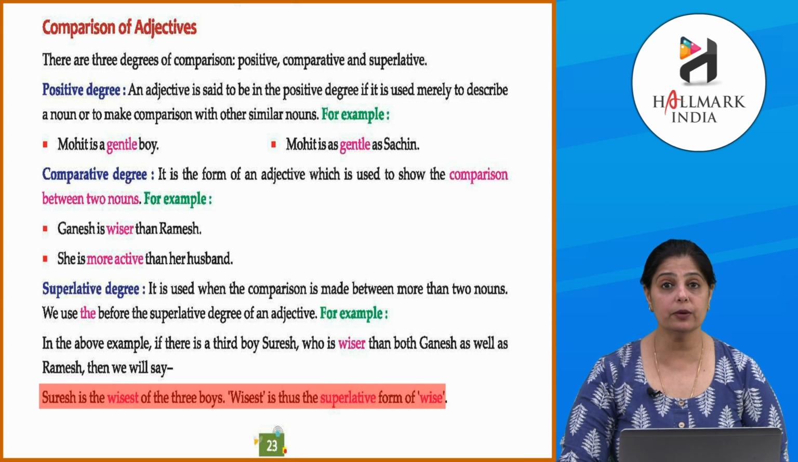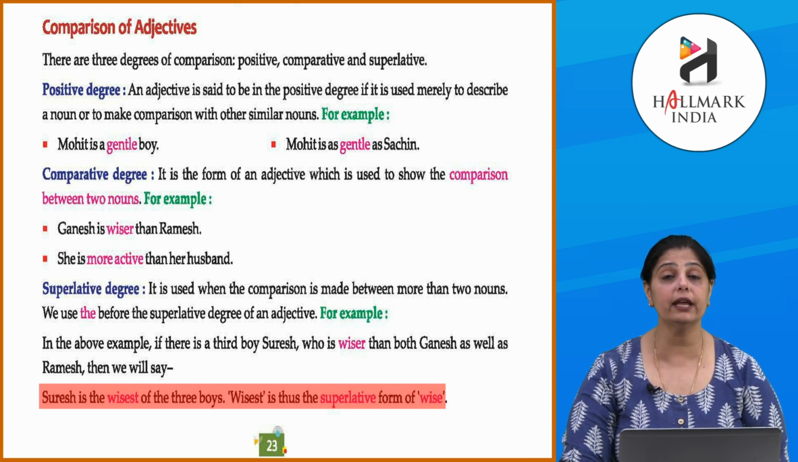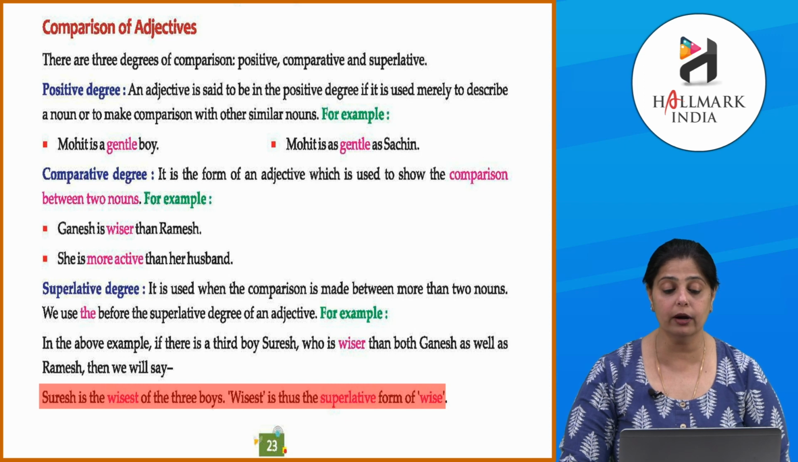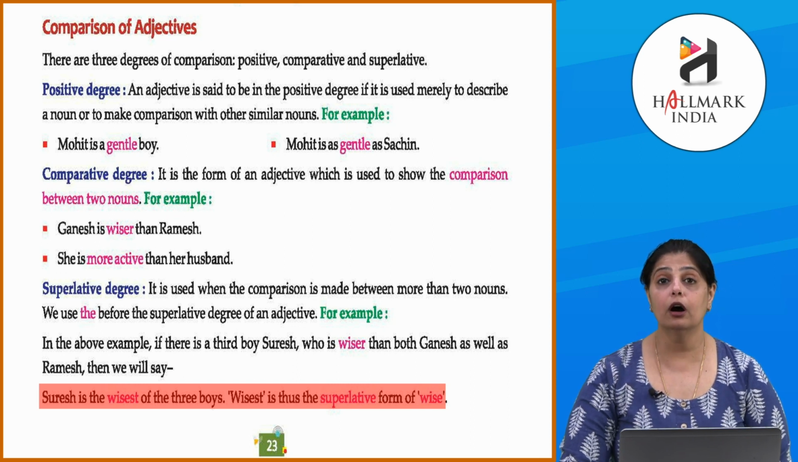Okay? जैसे हमने जब गणेश और रमेश के बीच में कंपैरिजन किया तो हमने यूज किया wiser. ओके अब हम तीसरे और एक बॉय को कंपेयर करें, तीनों और बता रहे कि इन तीनों में सबसे वाइजेस्ट है सुरेश. सो वाइजेस्ट क्या हो जाता है? इट बिकम्स द सुपरलेटिव डिग्री ऑफ द वर्ड वाइज.